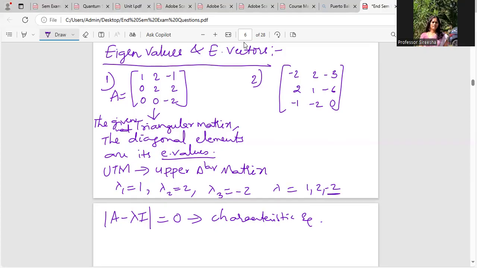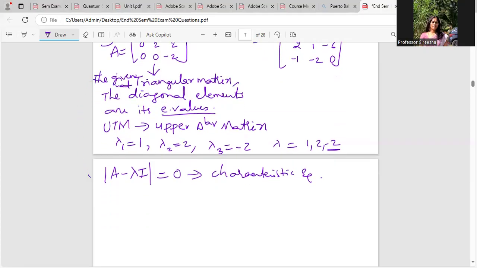Otherwise, you can just write the characteristic equation for the matrix and then bring in the same statement again. You will write it here and then directly write the eigenvalues, for which you don't lose marks, guys.